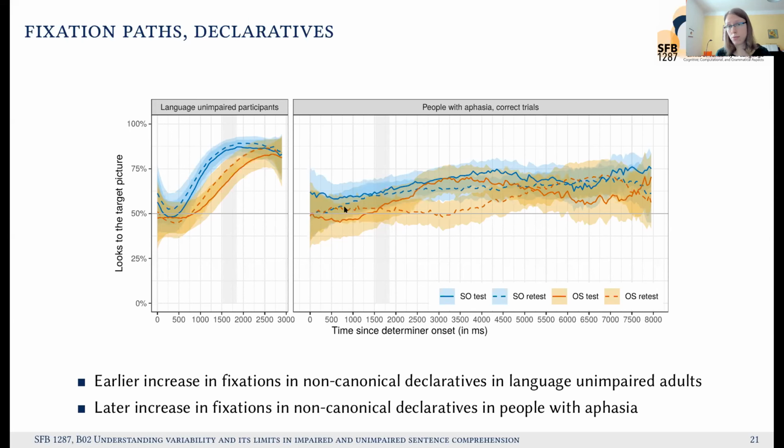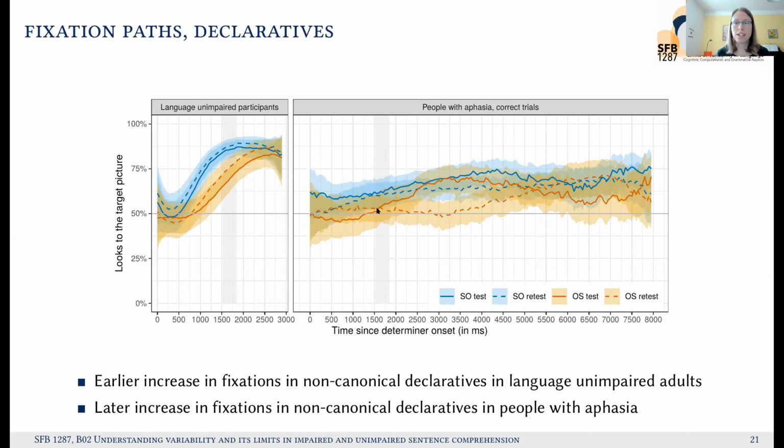But what happens with the people with aphasia? As I said, they also start out with 50% looks to the target picture in the beginning. And then we see some increase in the looks to the target pictures. I would like to note that those are only the correct trials that you can see here. So the trials in which people selected the correct picture in the end.